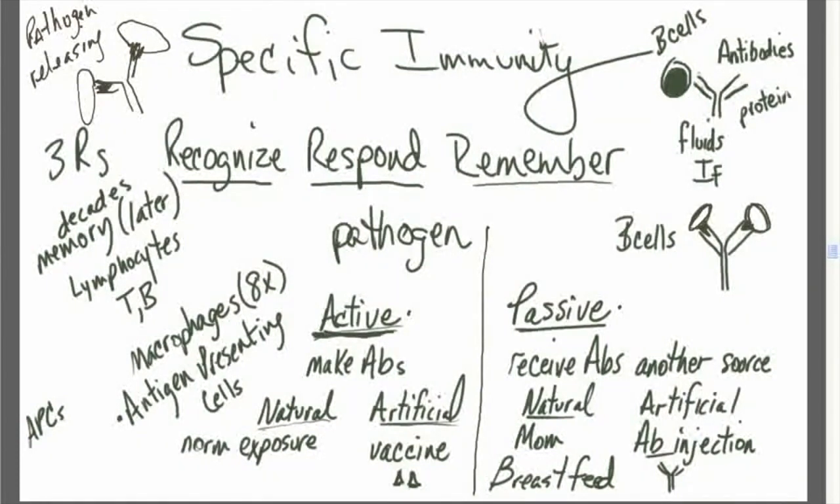On a cellular level, what was going on? Your B cells in your body would have been making antibodies and dumping them into the body fluids to try to fight that. And that would be a natural active type of immunity.